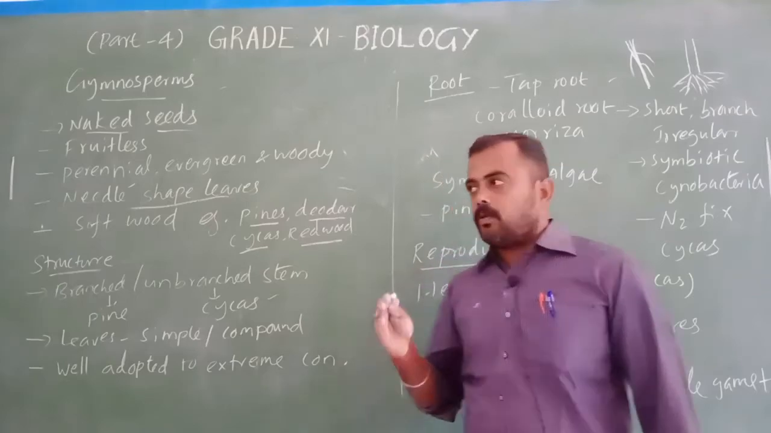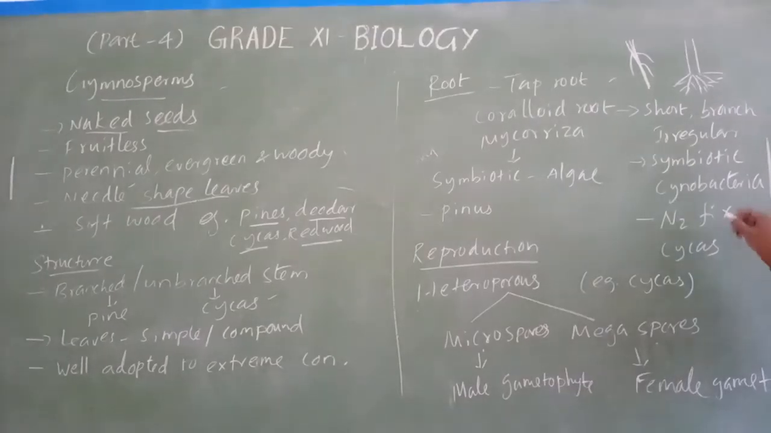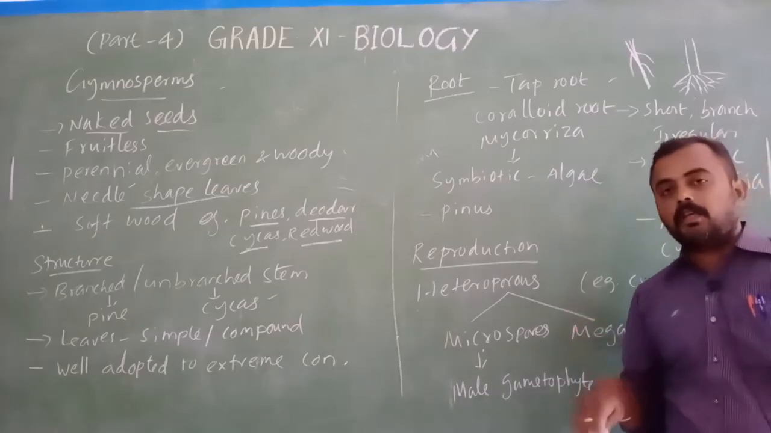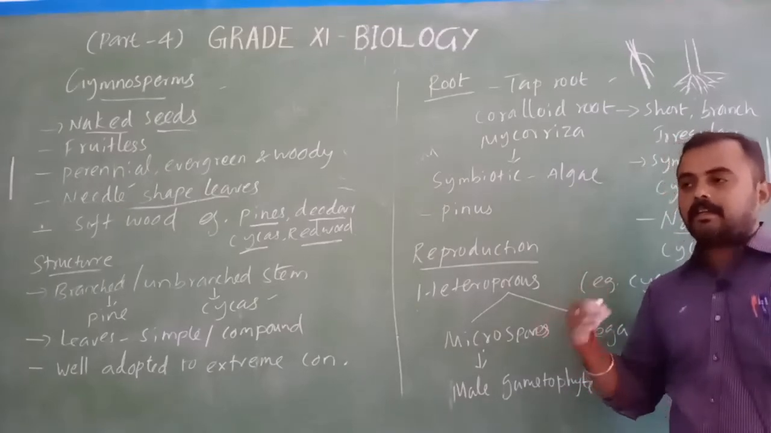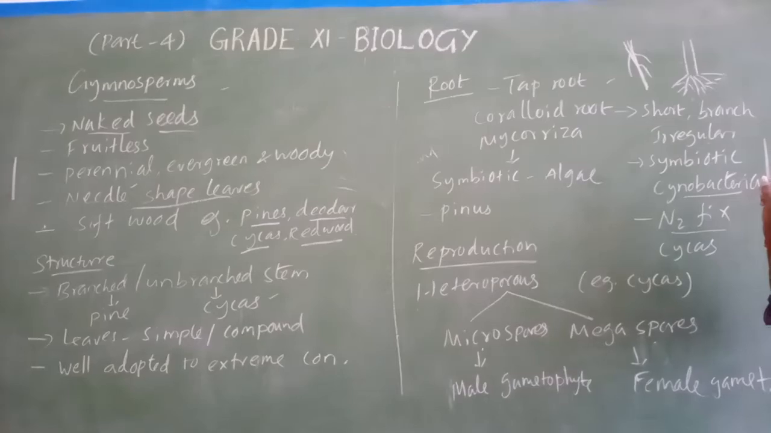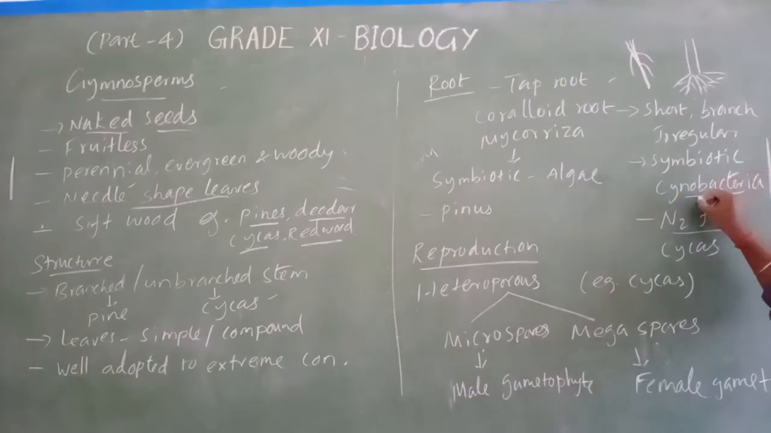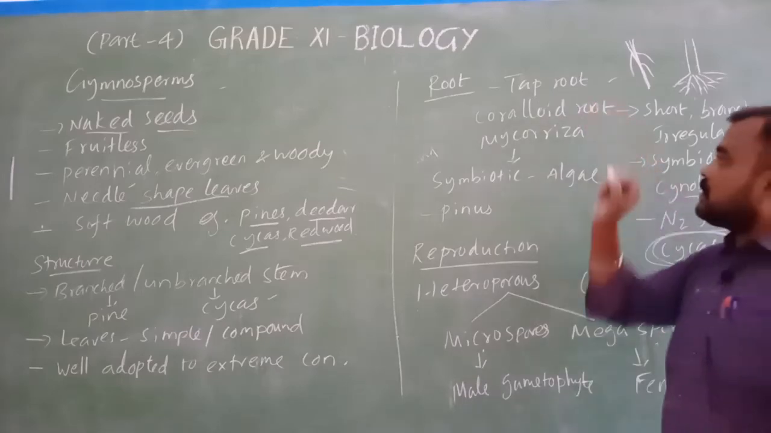So here the root contains cyanobacteria, the blue-green algae. The cyanobacteria live in the coralloid root. It fixes nitrogen, atmospheric nitrogen, into the soil. So it takes the nitrogen and it can live. The tree gives a place for the cyanobacteria to live. Example, cypress. The cypress plant contains cyanobacteria in its root, so that root is coralloid root.